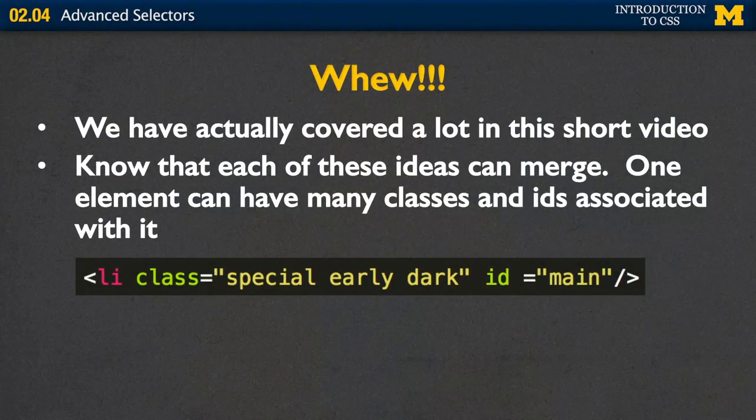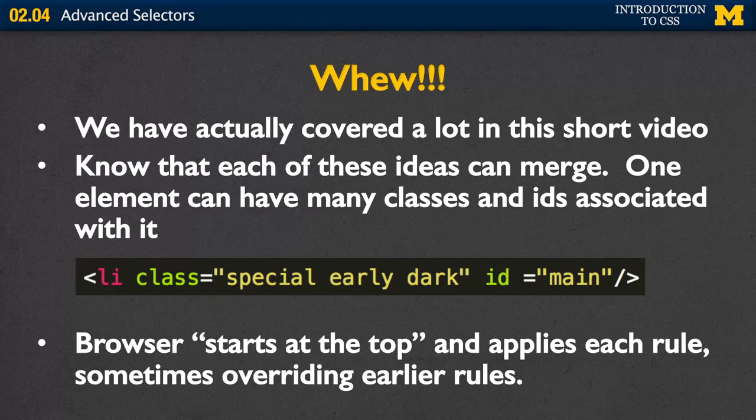Okay, I've just covered a lot of stuff in a very short video. You need to realize that these ideas are going to merge together. You're going to be using classes, you're going to be using IDs, you're going to be using attributes. And the important thing I want you to know is that when you are adding all these things together, the order that you write classes and different IDs in your text doesn't matter. It doesn't matter whether you have special early dark or dark early special. What really matters is the order that you write your rules in your style sheet. Browsers are always going to start at the top and apply each rule.